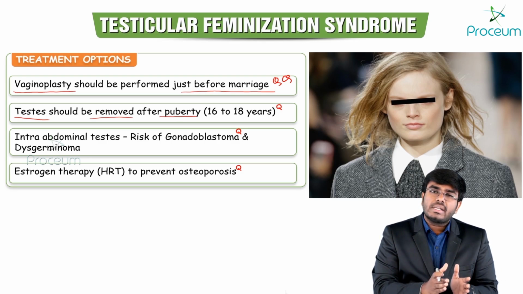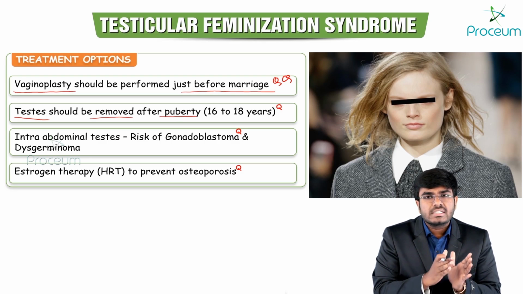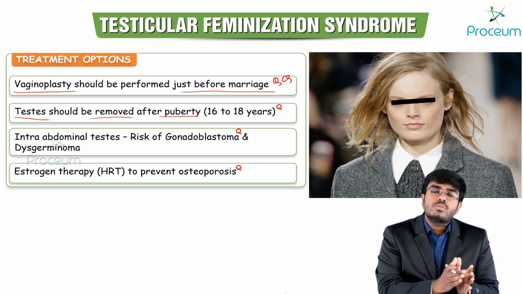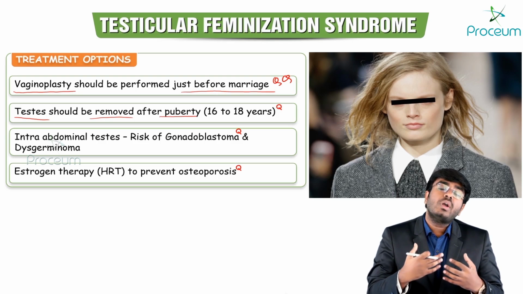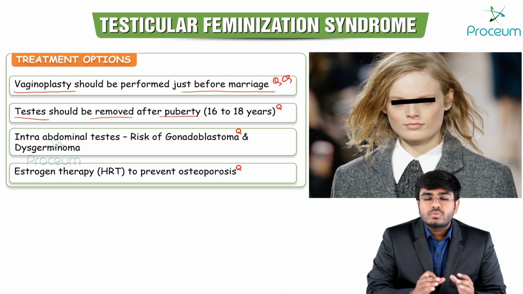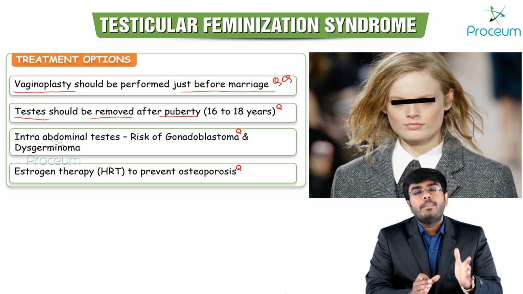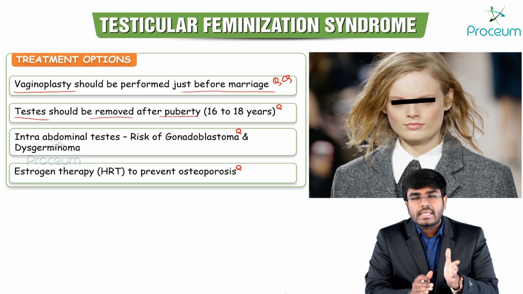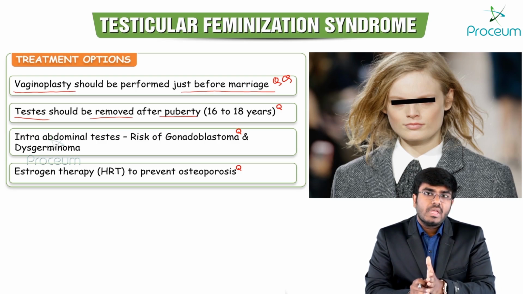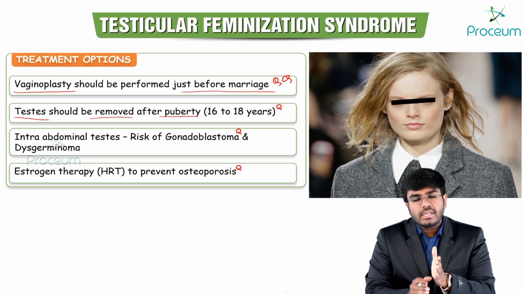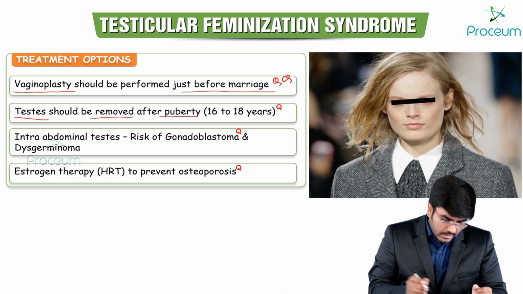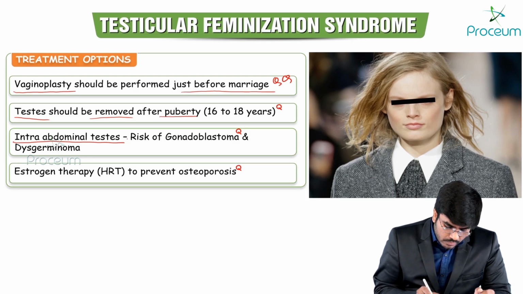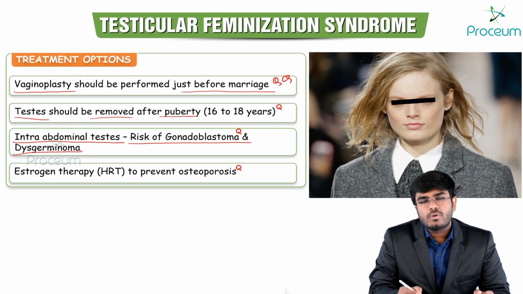So before puberty, if you take out the testis, you are taking out the source of estrogens. Now she won't develop breasts. So in order to have breast development, you have to remove this testis only after the attainment of puberty. After the breast is completely formed, you can take out this testis to prevent malignancy. So intra-abdominal testis should be removed as there is a risk of gonadoblastoma and dysgerminoma.